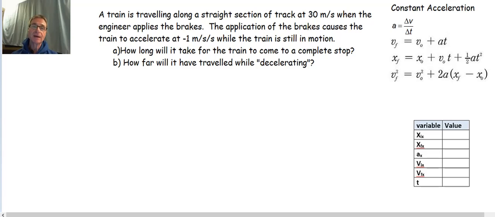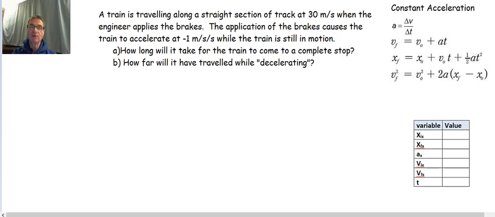Keith Onco here. Today we're going to be taking a look at yet another problem in kinematics in one dimension, in the x direction. In today's problem, we have a train traveling along a straight section of track at 30 meters per second when the engineer applies the brakes. The application of the brakes causes the train to accelerate at -1 meters per second squared while the train is still in motion. And part A says, how long will it take for the train to come to a complete stop?